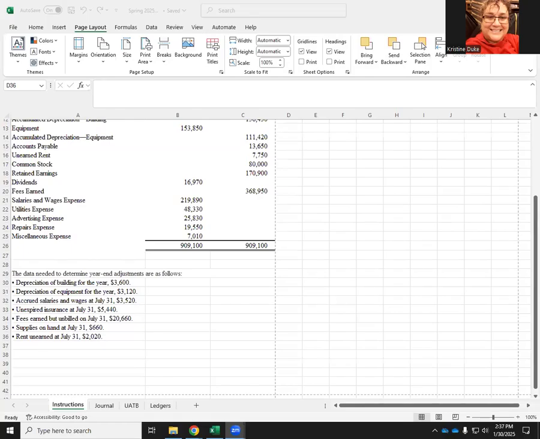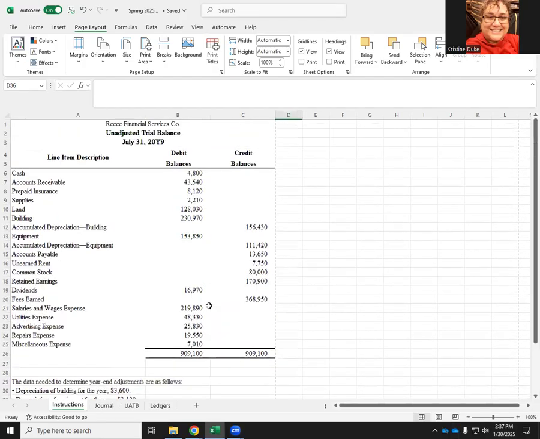Okay, so what I'm doing here is an exercise that's very, very similar to your chapter 3 homework. Now, I'm opening my root beer. What we're going to do is we have an unadjusted trial balance.